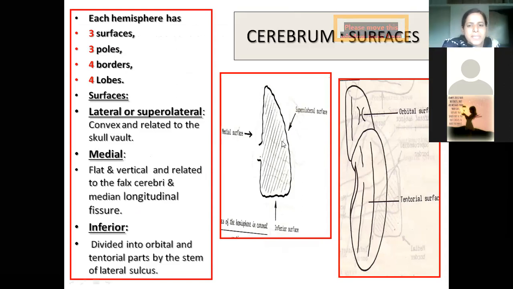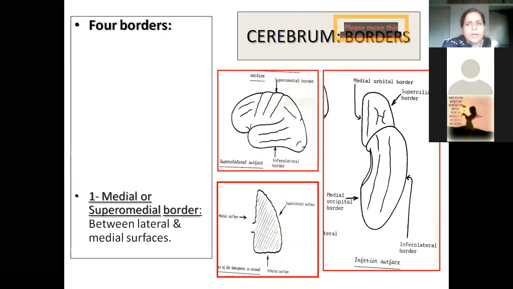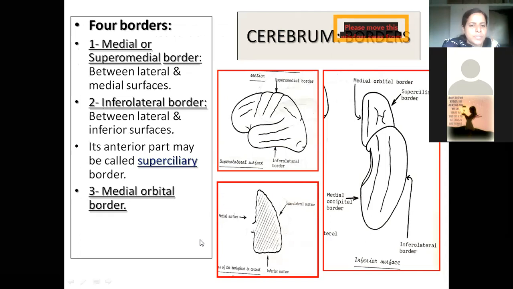So now surfaces: we have the lateral surface or superolateral surface, the medial surface, and if you see from down, you call it the inferior surface. Okay. In order to show you borders, I have brought you to this PowerPoint. See here, the four borders: at the highest point in the midline, you call this border the superomedial border. When you see from down on the lateral side, we have the inferolateral border.